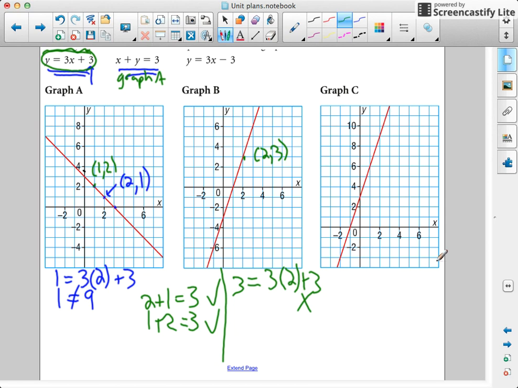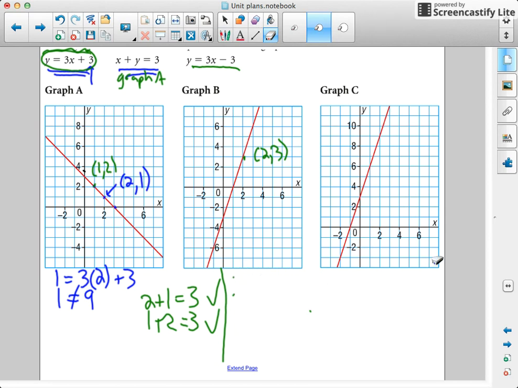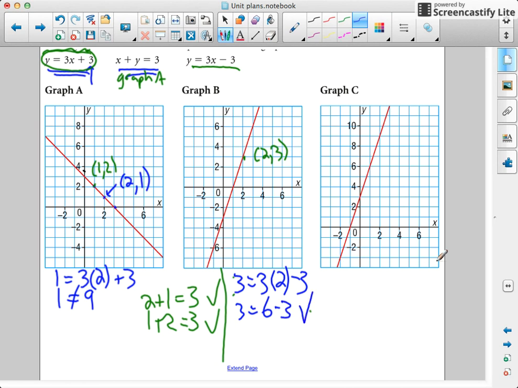So graph B is most likely going to have to be this third equation, but we should check it just to make sure. So if I do 3, my y value, equals 3 times 2 minus 3, that would be 3 equals 6 minus 3, which does work out. So graph B is that one. Therefore graph C is most likely going to have to be the first one, but we should check and make sure.